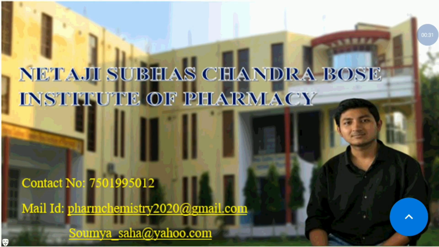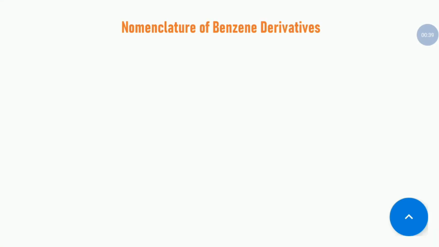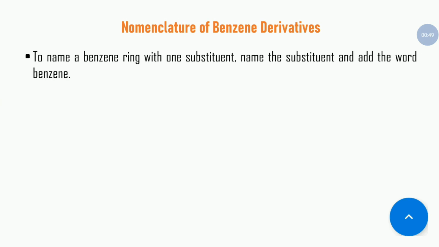So we are continuing our topic, that is benzene and its derivatives. Today we are going to learn about nomenclature, or IUPAC naming, of benzene and its derivatives. So starting from our first rule.